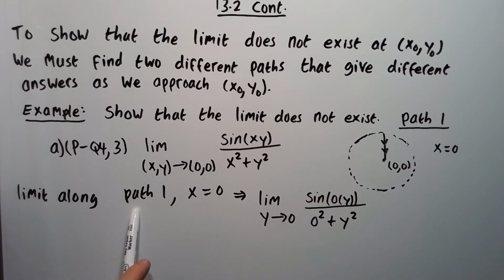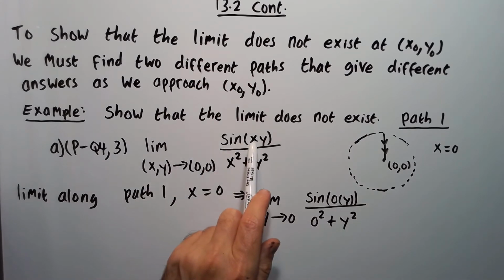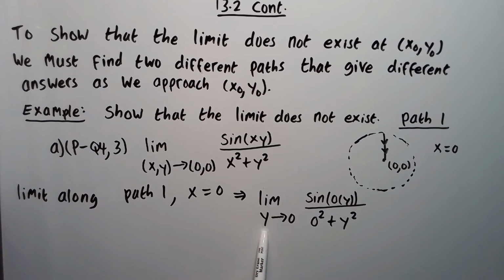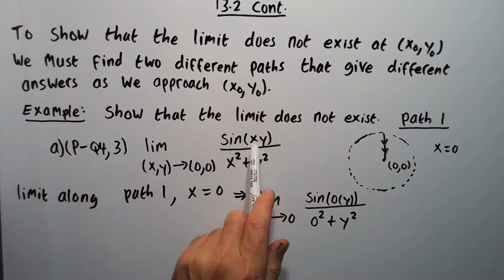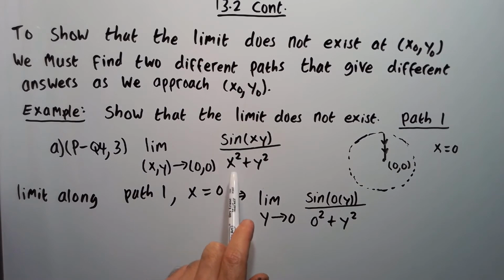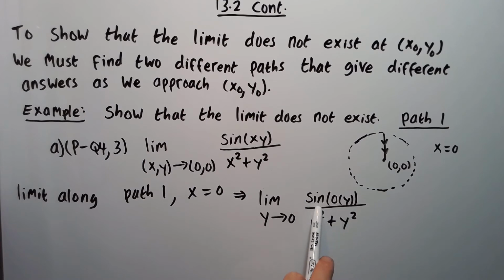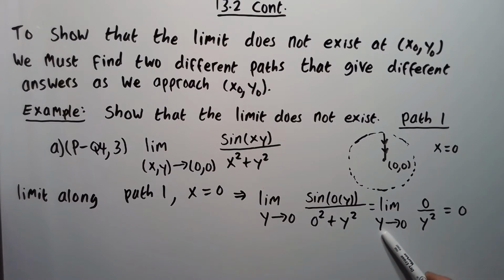Okay, so the limit along path 1, we're going to choose x being 0 in our limit up here. I'm going to put 0 in place of x here and here. So then it will be the limit as y goes to 0. Putting 0 in place of x, it will be sine of 0y, and down at the bottom it will be 0 squared plus y squared. But the sine of 0 is 0, so it'll be 0 over y squared, limit as y goes to 0. Well, that's just going to be 0. So we get 0 coming along path 1.